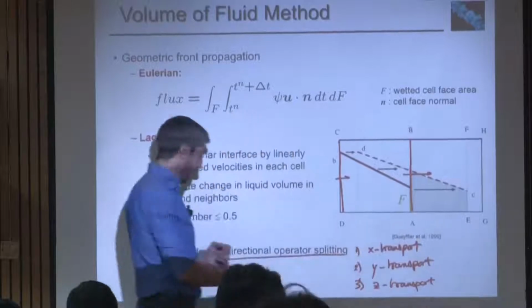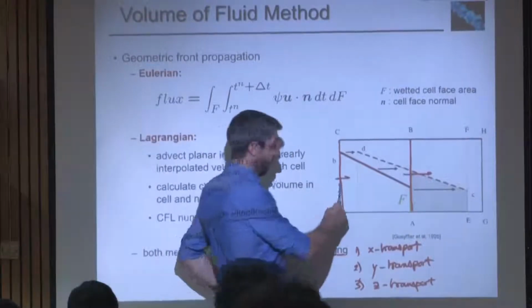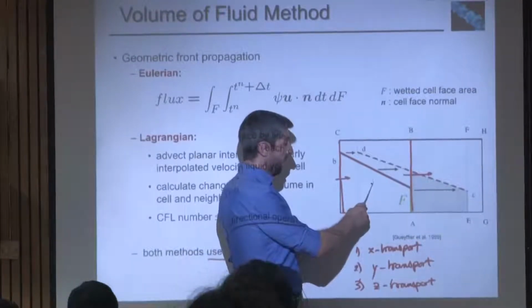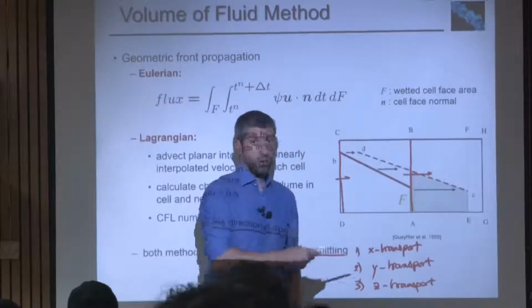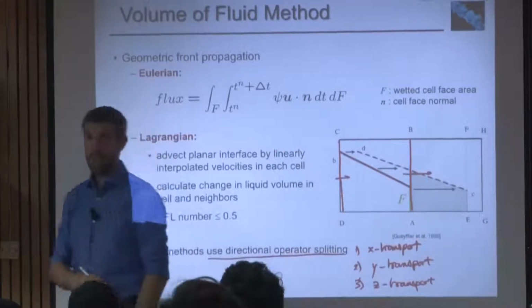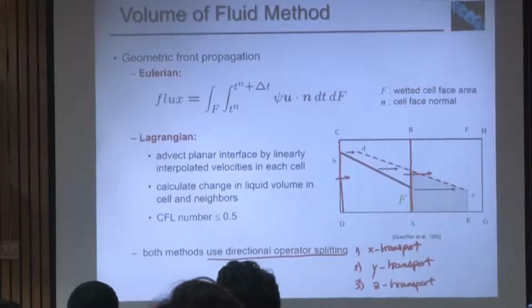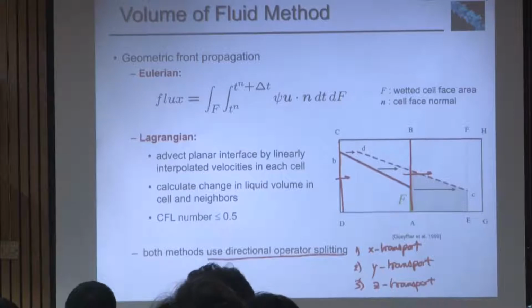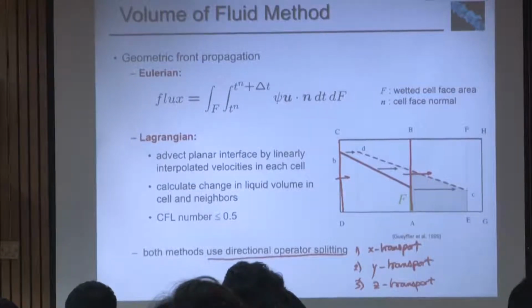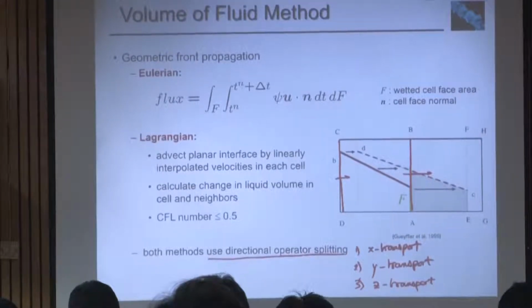If you limit your CFL by 0.5, then worst case scenario, this guy will move to half the domain, and this guy will move to half the domain, and you'll still be safe. Okay. So the stability of this approach requires a low enough CFL. We'll see how we can alleviate those limitations as we move forward.